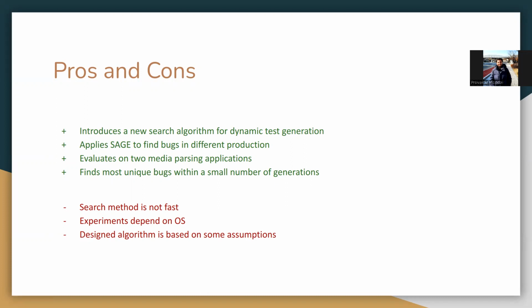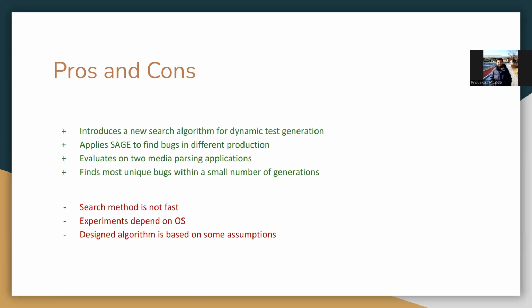Okay, now the limitations, some things I didn't like about this paper. The search method is not fast. If the application is very large, then the search method becomes very slow. And experiments depend on operating system. Actually, the experiments in this paper are all for Windows-based applications.